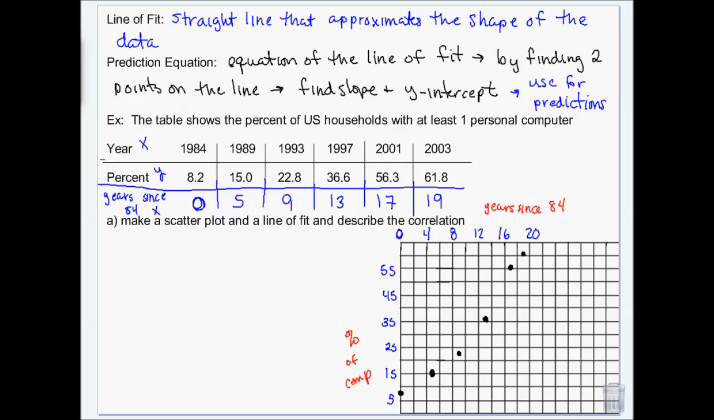Now you can see that if you actually drew the line connecting these dots, it wouldn't be a straight line. It would be sort of like a curvy thing. This would be the line of the actual dots, but we're not going to use that line. We're going to make a straight line to be our prediction line, our line of fit.